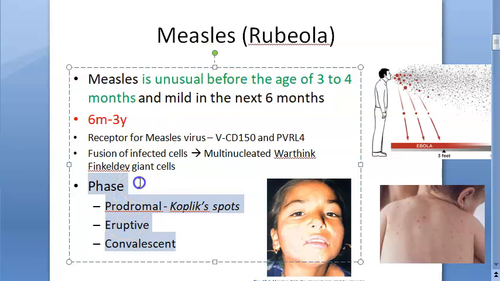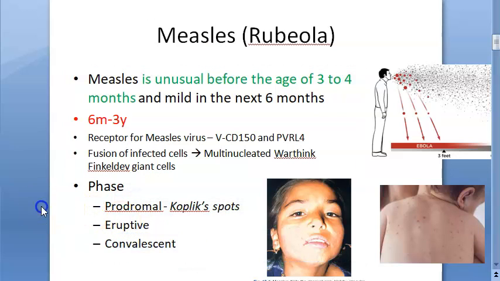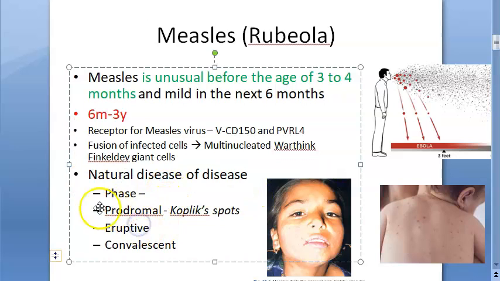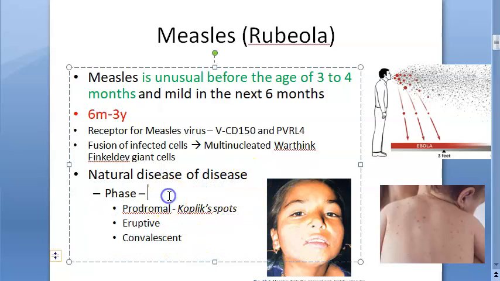Look at the phases of measles disease. You have the prodromal phase. Then you have the eruptive phase and convalescent stage. Guys, if somebody asks you the natural history of the disease, you'll have to explain all this, because in PSM epidemiology, this only they will ask. Natural history of disease only they will ask. So you'll have to explain there are 3 phases: prodromal phase, eruptive phase and convalescent phase. Okay.